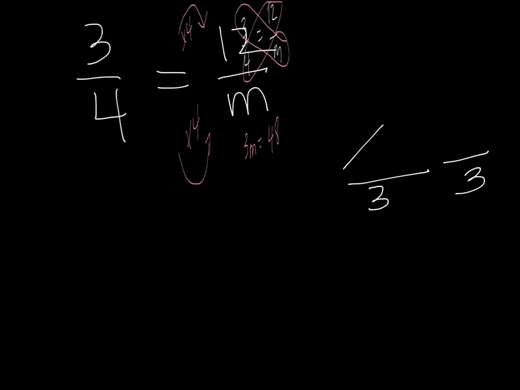Divide by 3, cancel, cancel, because we know any number divided by itself is... Shout it out if you know it. 1! Exactly. 3 divided by 3 is 1. M equals 16.